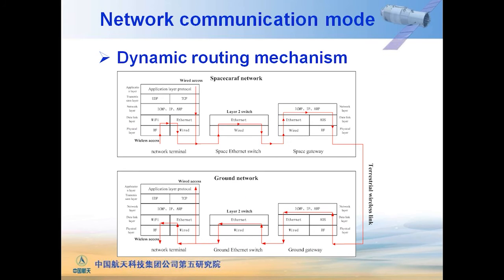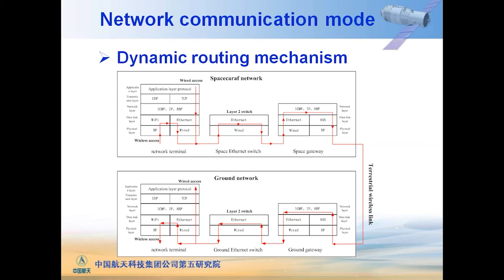And this picture shows the dynamic routing mechanism in the space-ground network. Three-layer data forwarding mode is adopted between the spacecraft and the ground network. The protocol processing function of the space-ground link needs to be completed by the space-ground gateway. When the spacecraft network terminal needs to send data to the ground terminal, the network terminal judges whether the destination IP address is an internal address before transmitting the data. If it's an internal address, layer 2 exchange is carried out directly. If it's an external address, the default gateway MAC address is queried through the ARP protocol and the IP packet is sent to the gateway through the switch.